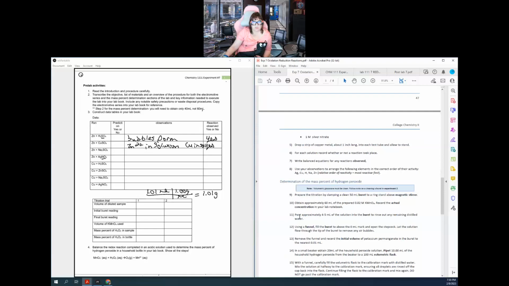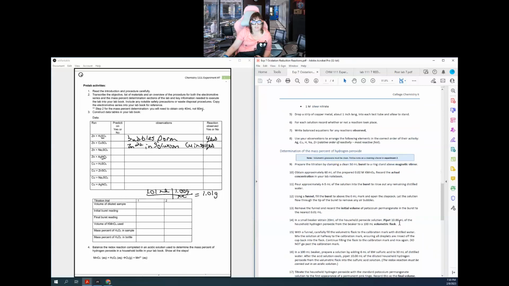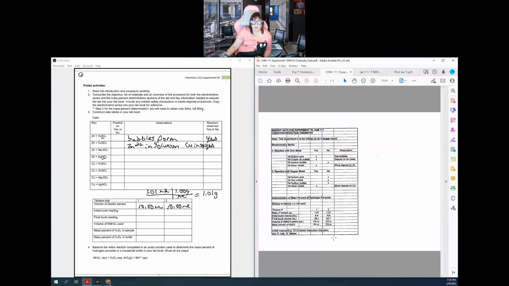Obtain approximately 60 mils, pour 4 to 5 10 milliliters of the household hydrogen peroxide into a 100 milliliter beaker. We then take a sample of 10 mils of that. So we used 10 milliliters for each one of those. And then there is data that's given to you for the volume that each one took.